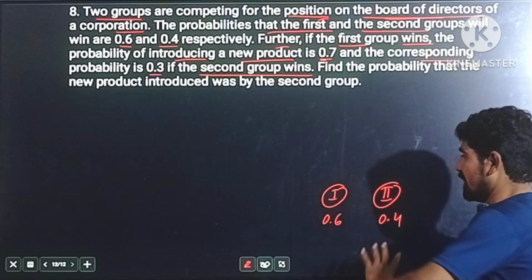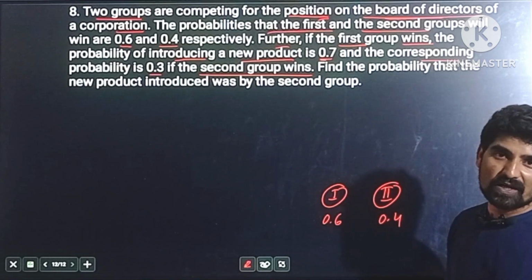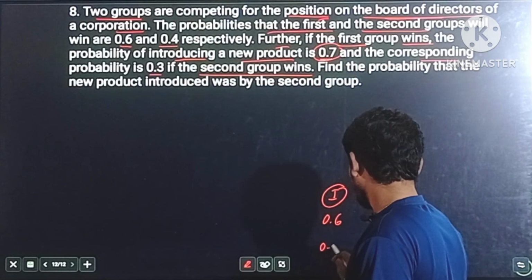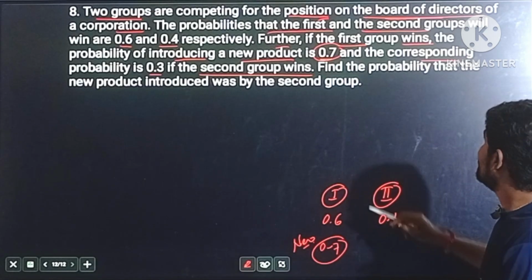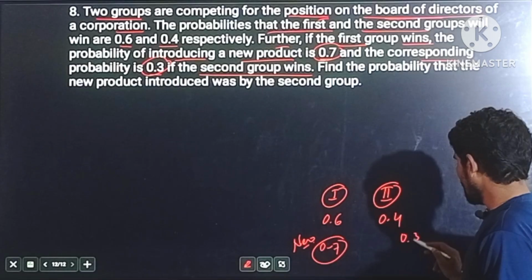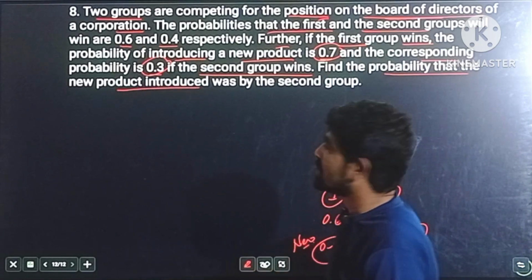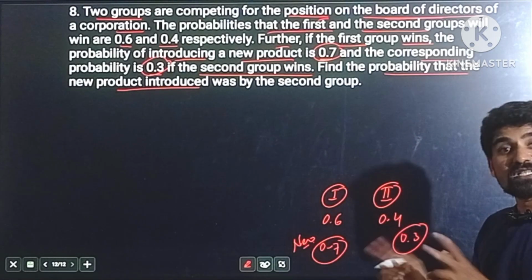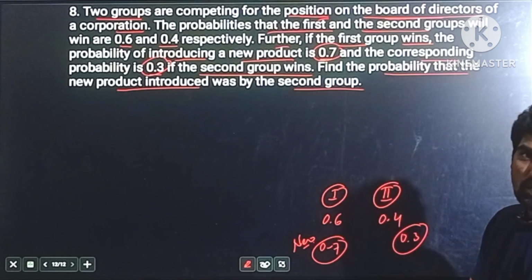So here, whichever group wins, they must introduce a new product. If the first group wins, the probability of introducing the new product is 0.7. And if the second group wins, the probability of introducing a new product is 0.3. And we need to find the probability that the new product was introduced by the second group. In this question, the new product is already introduced, but it may have been introduced by the first or the second group, and we need to calculate it for the second group winning.